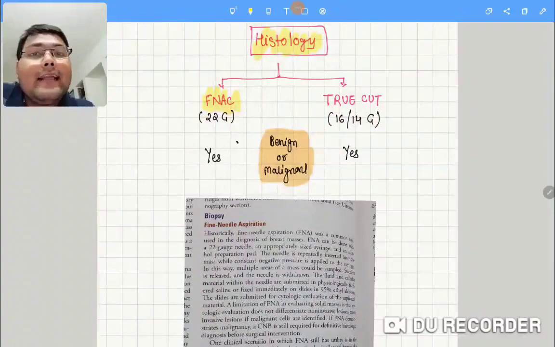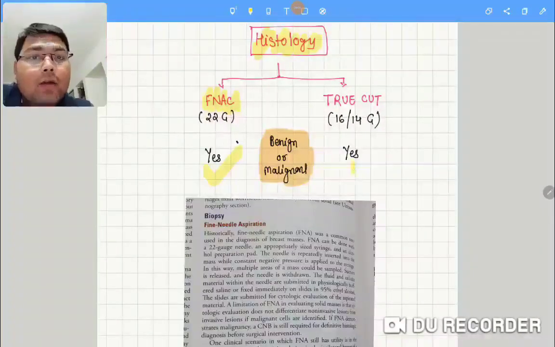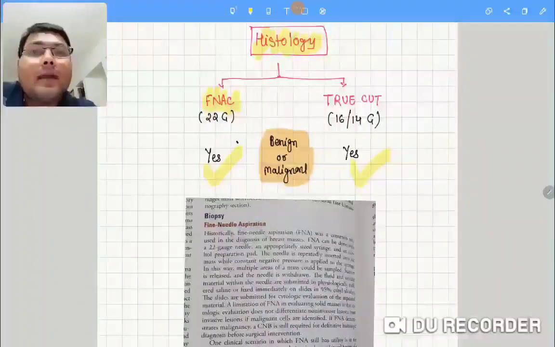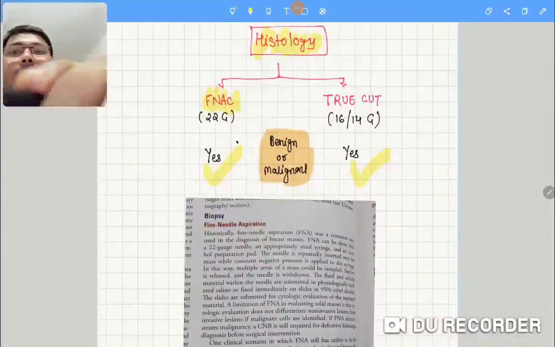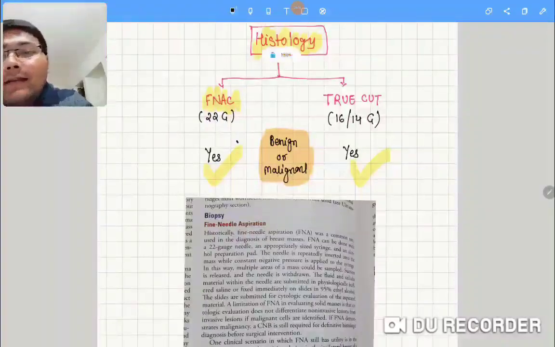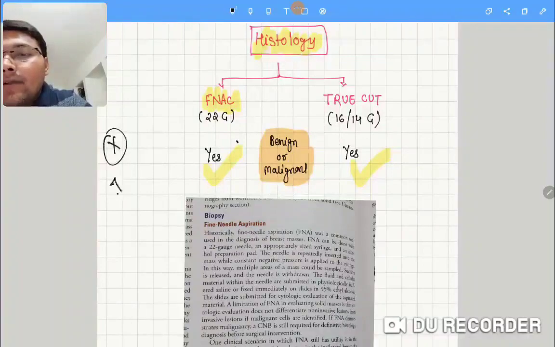Yes, it can tell you whether it is benign or malignant. True cut also can tell you, but there is a difference in invasiveness and non-invasiveness. FNAC can't tell you about the invasiveness of the swelling, whether, if it is a tumor, it is invasive or not. It can't tell about invasiveness.